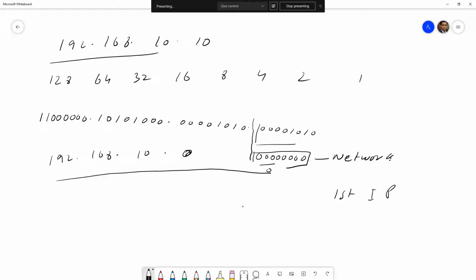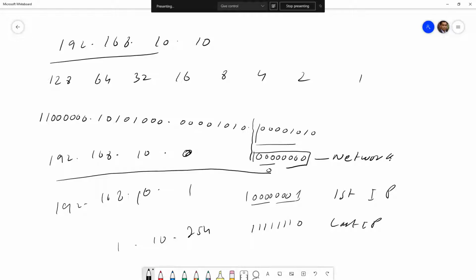So how can we write the first IP address? The first IP will be 192.168.10 dot, and then 0000000, and this will be 1. That will give you 192.168.10.1. Clear? And the last IP will be 1111110. Am I right?